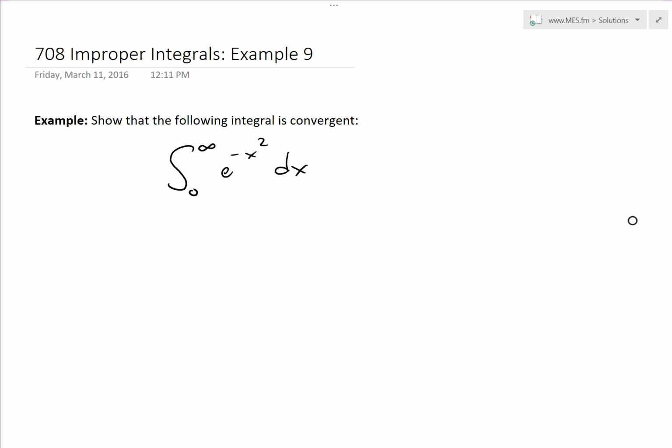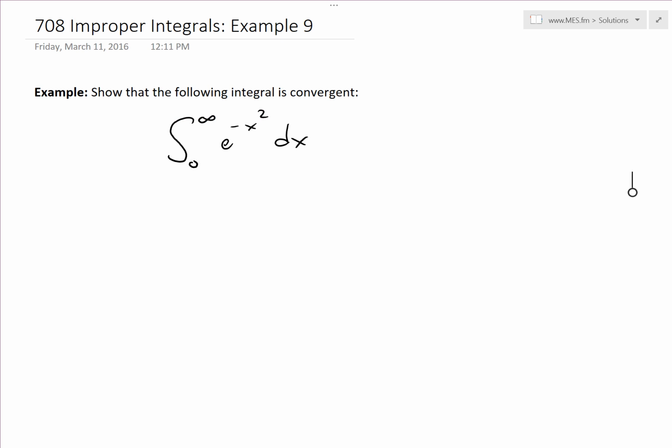Today I'm going to discuss further into improper integrals and now go over example 9. And this example is a pretty interesting one. This example states, show that the following integral is convergent.